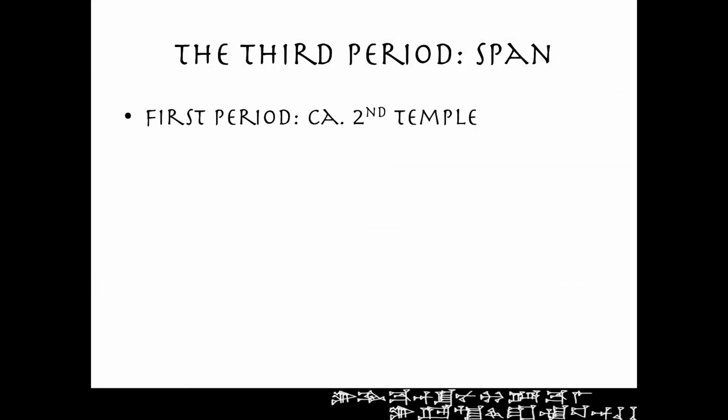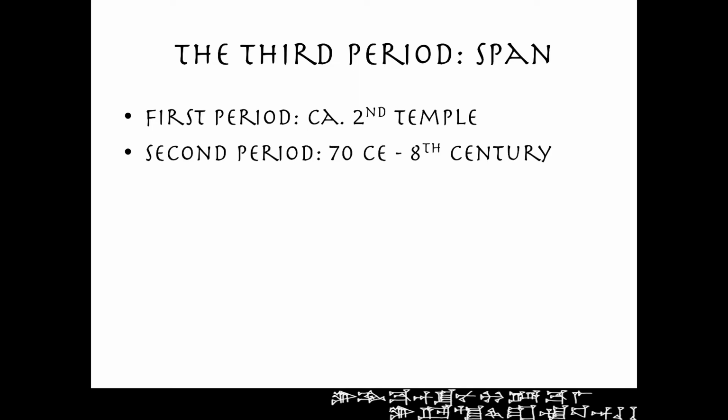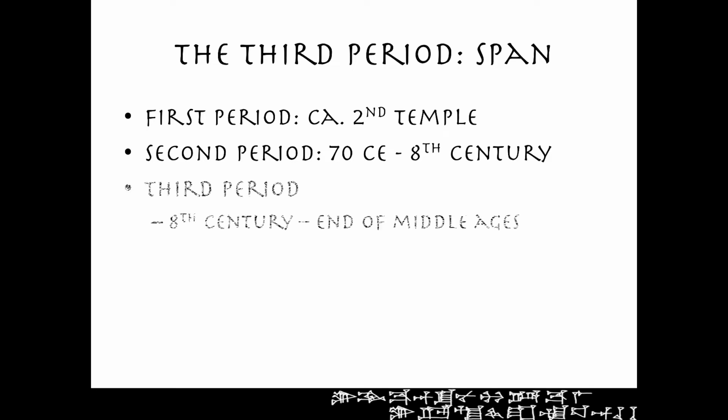So, by way of review, the first period consisted of essentially the Second Temple period. We don't know when it began precisely during the Second Temple period, but it runs through the destruction of the Second Temple in 70 CE. And from 70 CE into the 8th century is roughly the second period of transmission for the Masoretic text. And then today we're going to be talking about the last section, the 8th century through the end of the Middle Ages, roughly the middle of the second millennium CE.